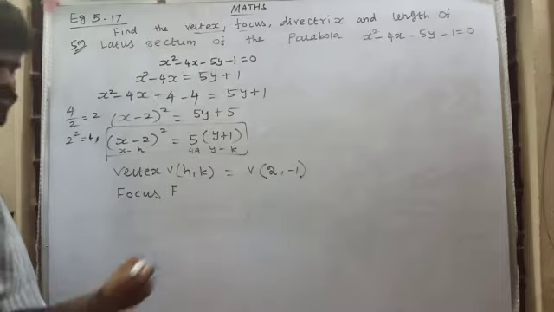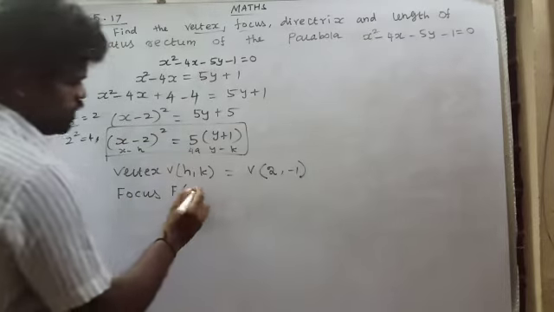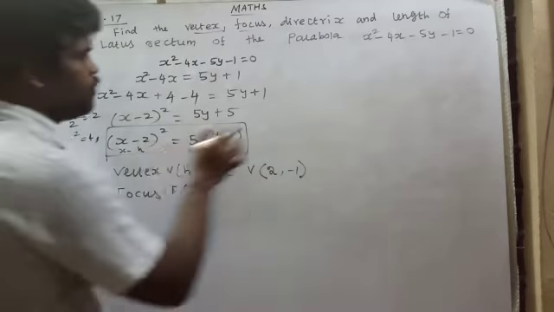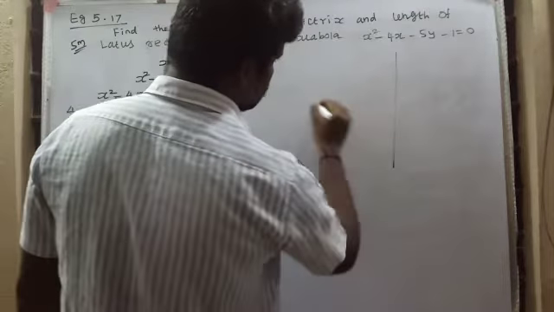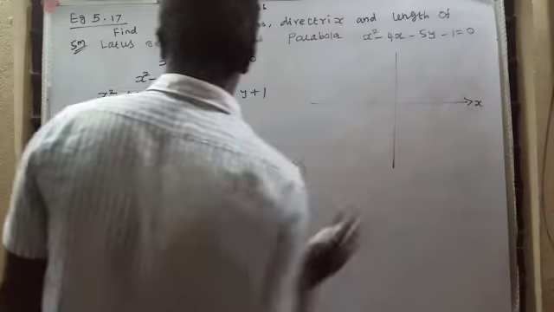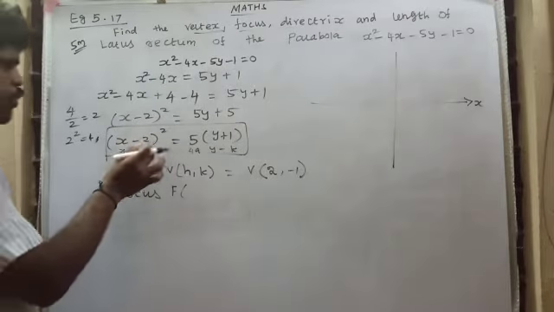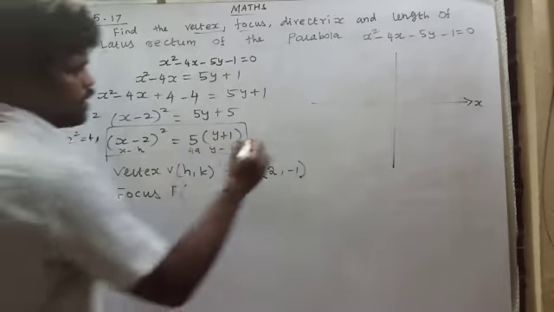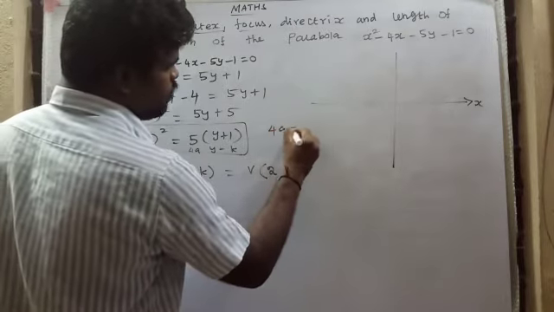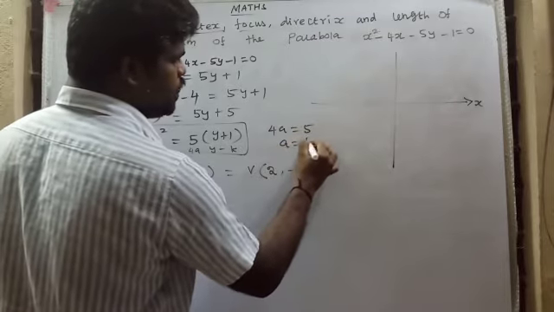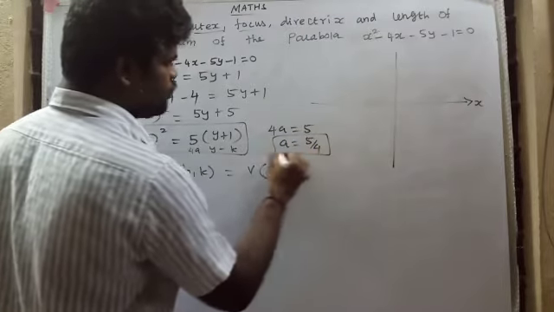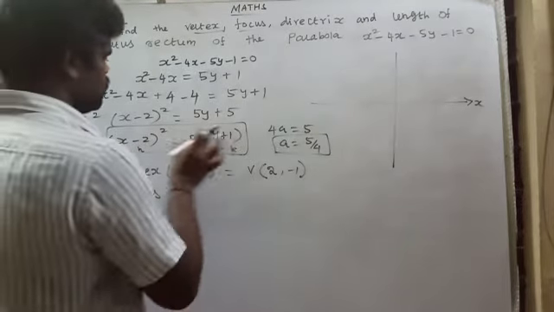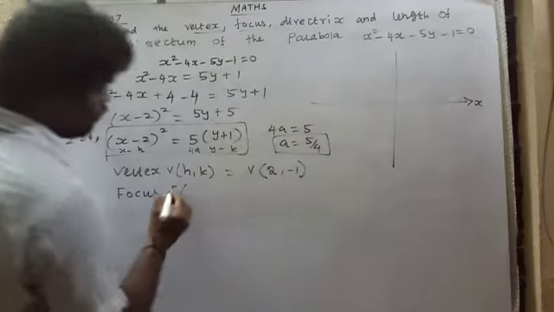Focus F. Here is the diagram we want to draw. The parabola opens upward, because this is the form x square equal to 4a y. Here 4a equal to 5, therefore a equal to 5 by 4. And this is the form of x square equal to 4a y. So the parabola opens upwards.